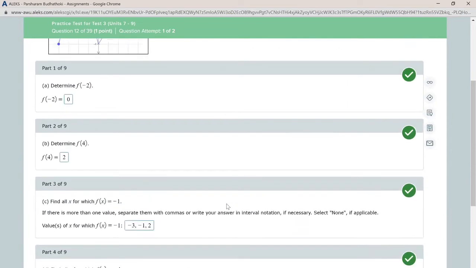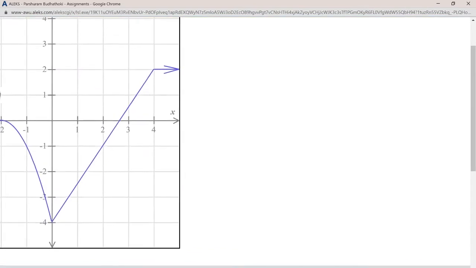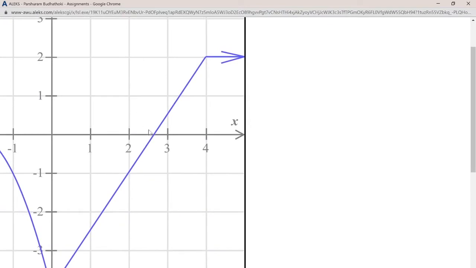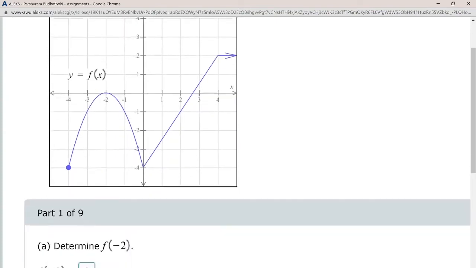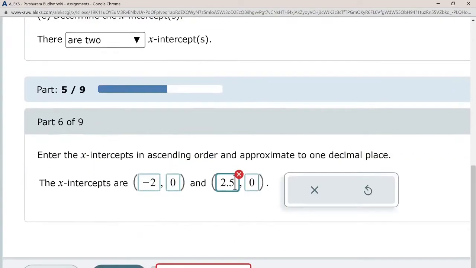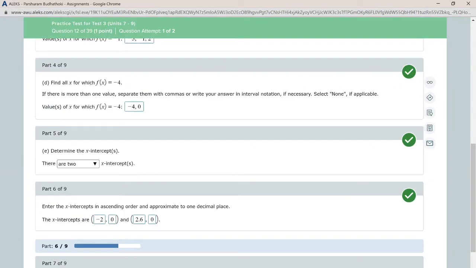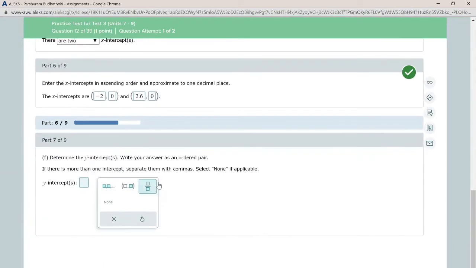Okay, what about 2.5? Let me just go back and check. Is this 2.5? It looks a little bit more than 2.5. If I divide it into equal pieces, it's 2.5, 2.6. So it looks like it's 2.6. Enter the x-intercepts in ascending order and approximate to 1 decimal place. Okay, that's right. That's just approximation.